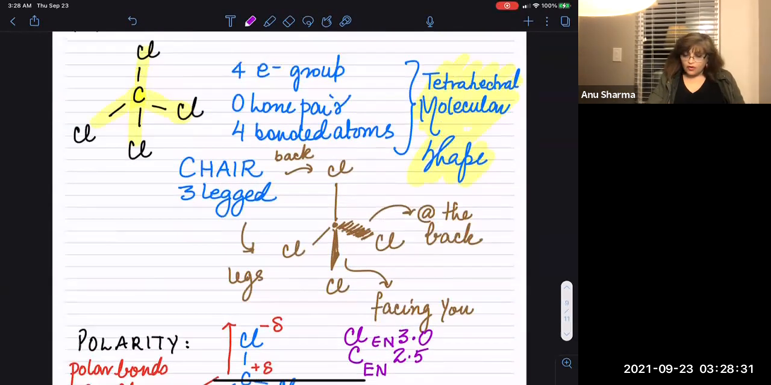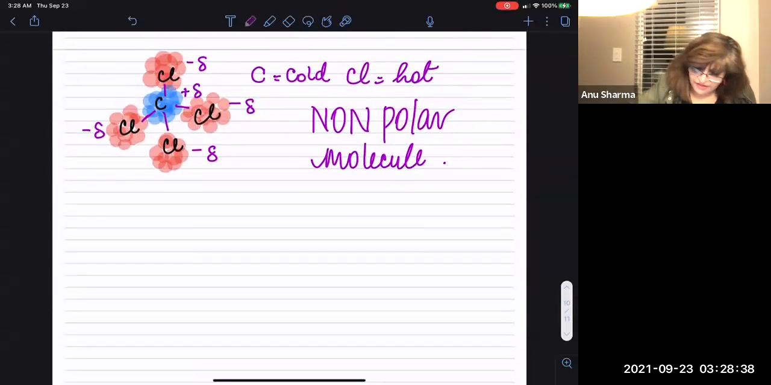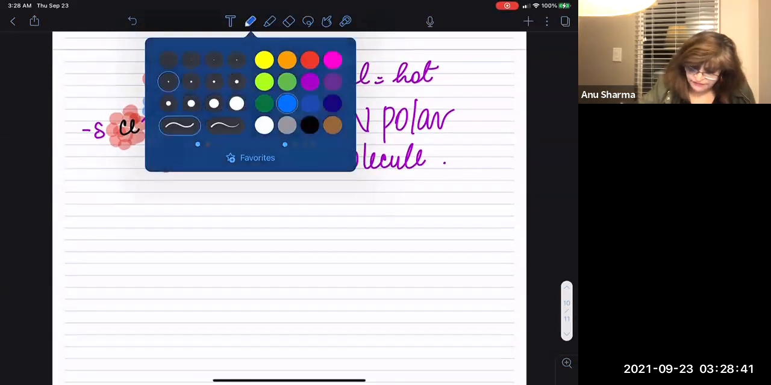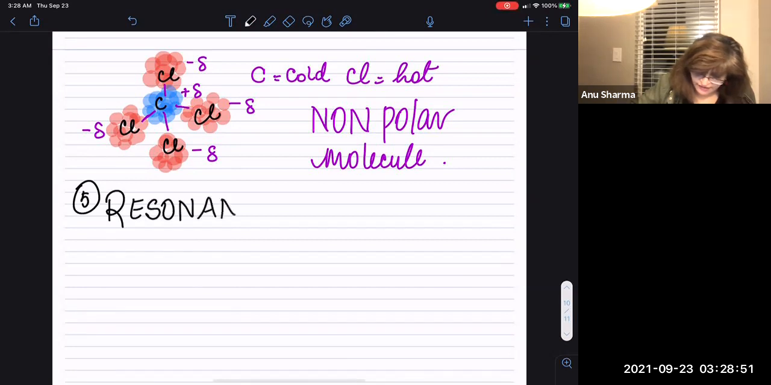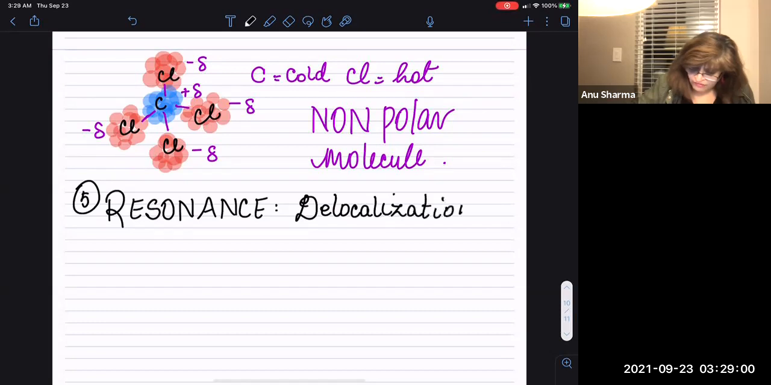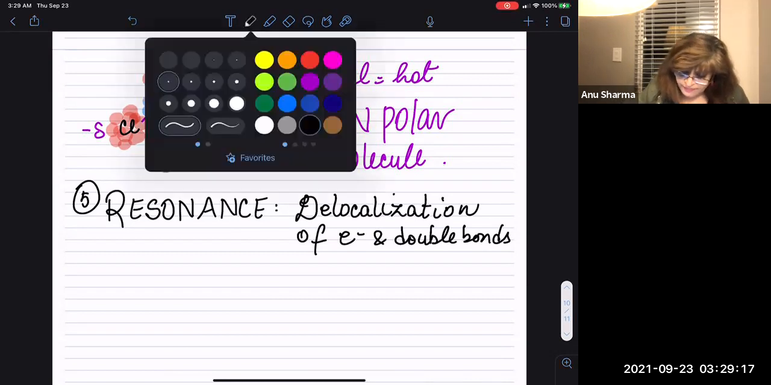All right, guys, I can go on and on doing these examples and it would take me all night. But the last one I want to do is resonance. Resonance means delocalization of electrons and double bonds. So in other words, the double bonds rotate internally. Okay, so how? Look at this.